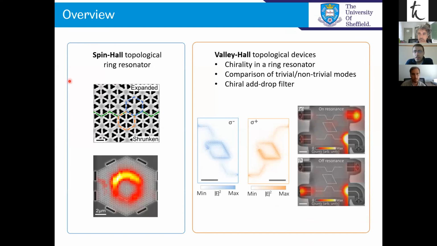So I'm going to discuss two related experimental works from our group. The first I'll briefly touch on is a spin Hall photonic crystal ring resonator structure. Then I'll move on to our more recent work, which is looking at Valley Hall topological devices, for instance looking at chiral coupling in these devices and the comparison of trivial and non-trivial modes in the same device. And I'll finish with some soon to be submitted, so unpublished, results on a chiral add drop topological filter.